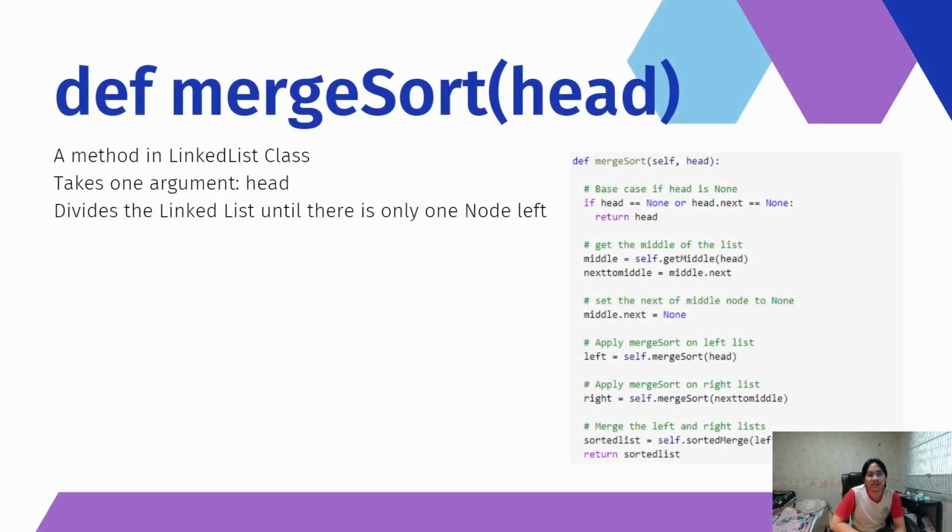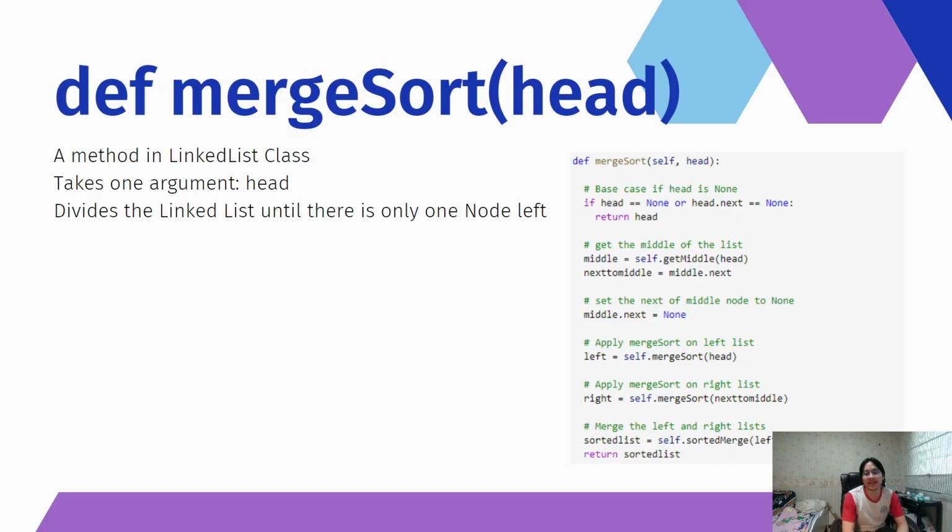Next, we have the merge sort. It is kind of similar to the merge sort of an array, but this one is used with a linked list. It takes only one argument, which is the head of the linked list, and this function will be dividing the linked list until there's only one node left, because this function works recursively. As you can see, it checks for the head first. If there is no head, then it will return the head.